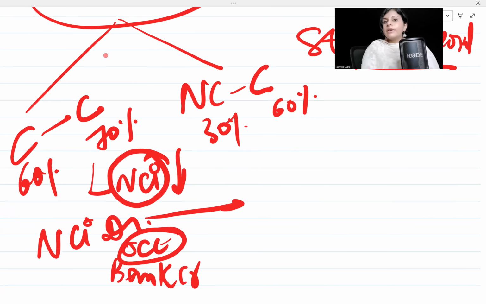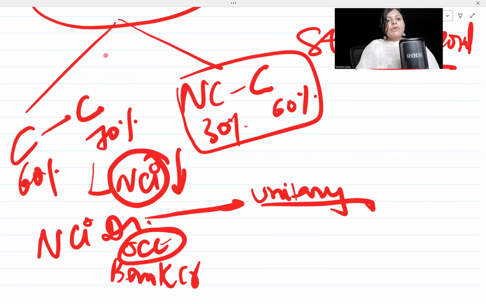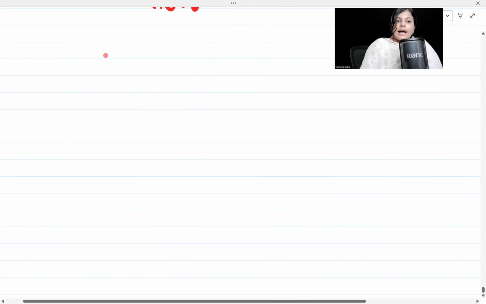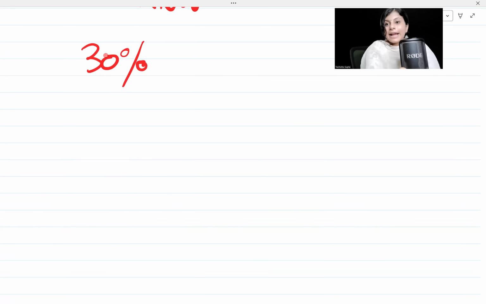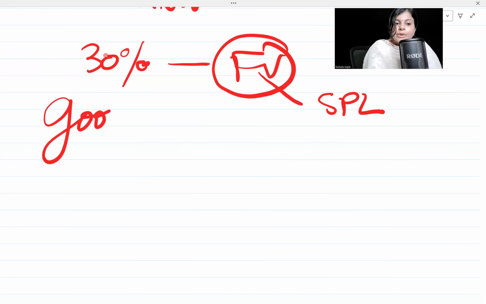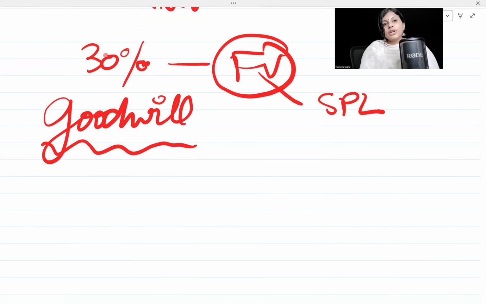Now this decrease in NCI is not given in the question. You need to calculate it. So you use unitary method to calculate this decrease in NCI, right? Then what about this? When I move from no control to control, what do I do? I will first take that 30% which I already have as previously held interest. I will take that to its fair value. Whatever will be the movement that will go through statement of profit and loss. Then I will calculate goodwill on acquisition.